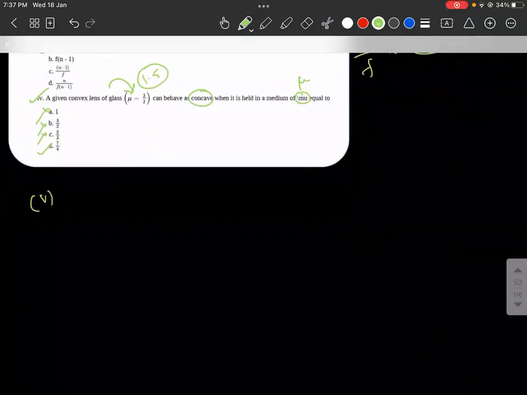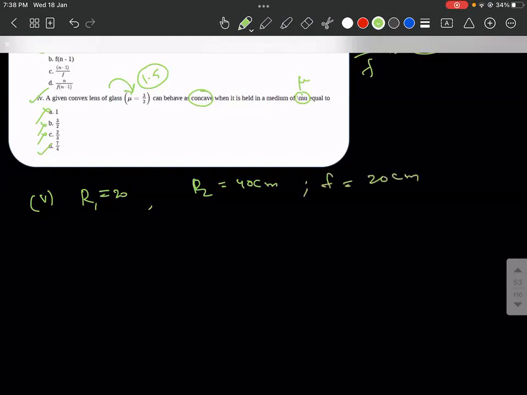Tell me, read the question. The radii of curvature of the surfaces of a double convex lens are 20 centimeter and 40 centimeter respectively, and its focal length is 20 centimeter. Double convex, so convex, not positive. What is the refractive index of the material of the lens? Okay, then we can assume that the surrounding medium is air.